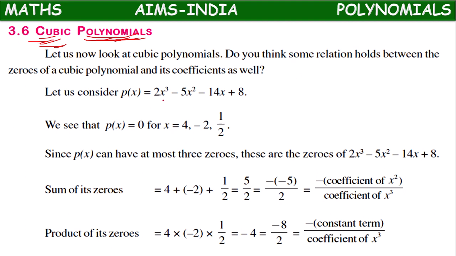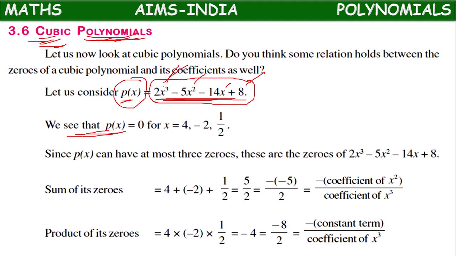So let us consider this cubic polynomial. How can we know this is a cubic polynomial? The highest degree is 3. Here 3, 2, 1, 0. The highest power is 3, so the degree of the polynomial is 3. So it's a cubic polynomial. Let it be p of x. We have a cubic polynomial p of x equal to 2x cube minus 5x square minus 14x plus 8.